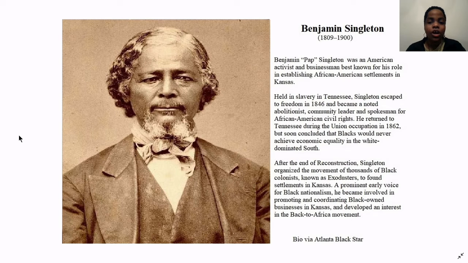He returned to Tennessee during the Union occupation in 1862, but then he concluded that blacks would never achieve economic equality in the white-dominated South. So, after the end of Reconstruction, Benjamin Singleton organized the movement of thousands of black colonists known as exodusters to found settlements in Kansas. He was a prominent early voice for black nationalism, and he became involved in promoting and coordinating black-owned businesses in Kansas, and developed an interest in the Back to Africa movement.